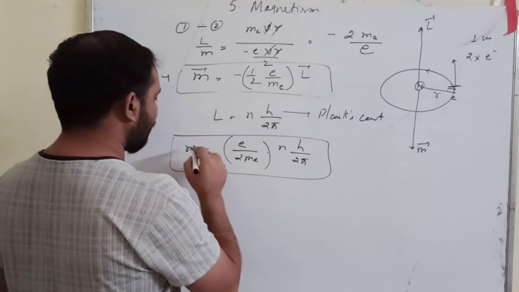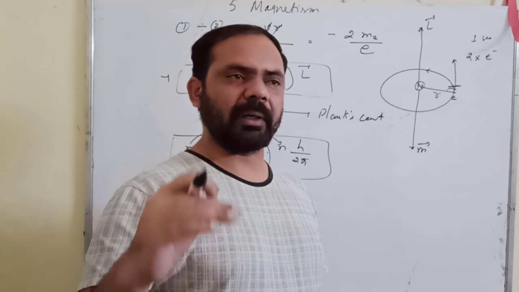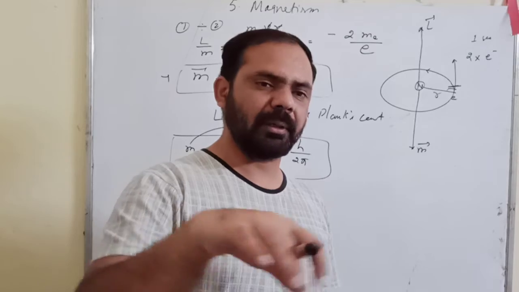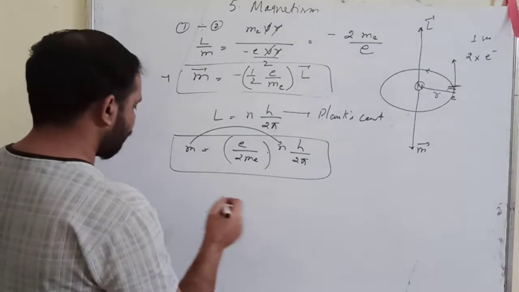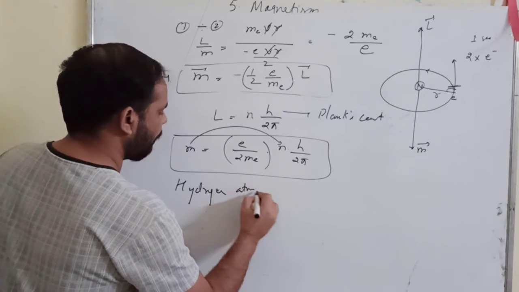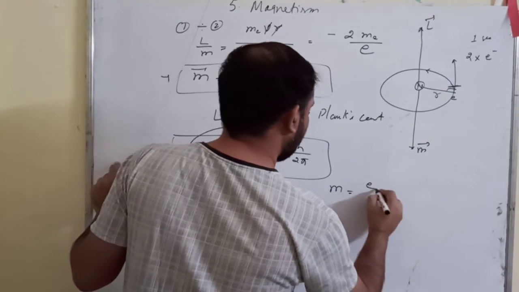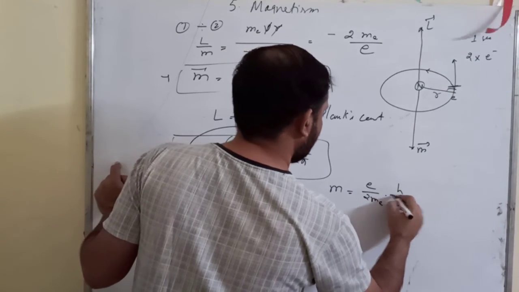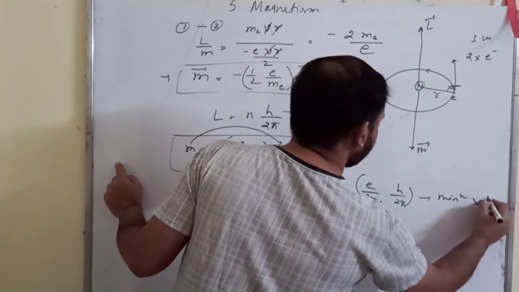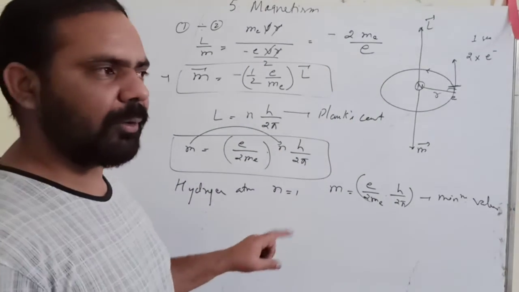So what does M depend upon? It depends on n. n is the integer, related to the principal quantum number, telling in which particular orbit the electron is revolving, right? Now for the hydrogen atom, n will be equal to 1, and this M will be equal to e upon 2me times h upon 2 pi, which will be the minimum value, and this is called Bohr's magneton.